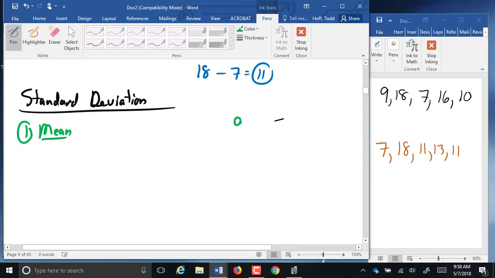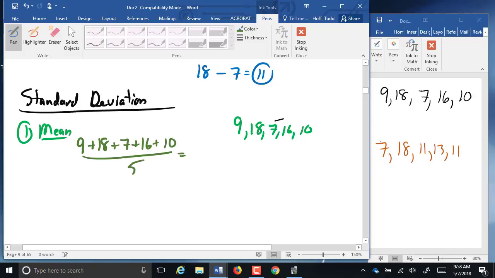So let's use that top data set. So 9, 18, 7, 16, 10. The mean, how do we find the mean? We add them up. 9 plus 18 is 27, plus 7 is 34, plus 16 is 50, plus 10 is 60. 60 over 5 is 12. 12 is our mean.